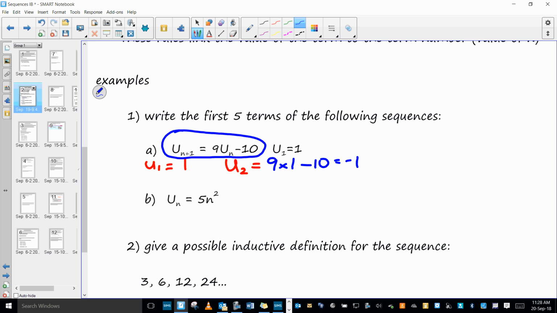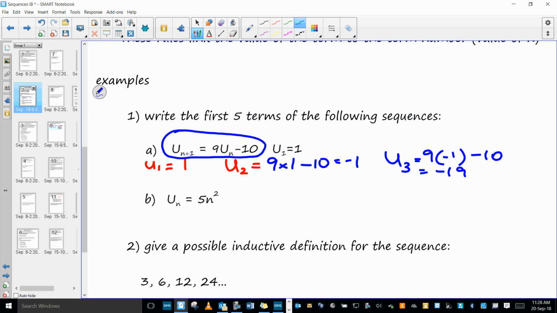So u3, how am I going to find u3? So it's going to be 9 lots of u2. What was u2? Minus 1. Minus 10. So that's minus 9 minus 10, which is minus 19.